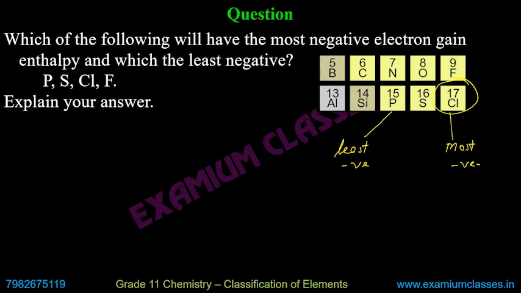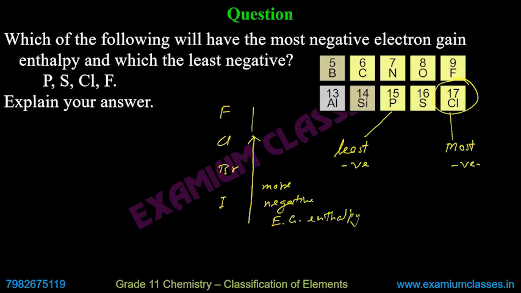But suppose we consider chlorine, bromine, iodine, etc. Then in this case, the trend will be more negative electron gain enthalpy upward. But just between fluorine and chlorine, it is reverse. Chlorine will have more negative electron gain enthalpy than fluorine. So the exception should be clear here. Then you will be able to answer.